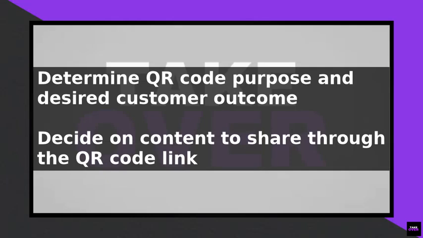To create a QR code for your Etsy shop, start by determining the purpose of the QR code. You can link it to your shop's homepage, a specific product, or a promotional page. Decide on the content you want to share and the desired outcome for your customers.